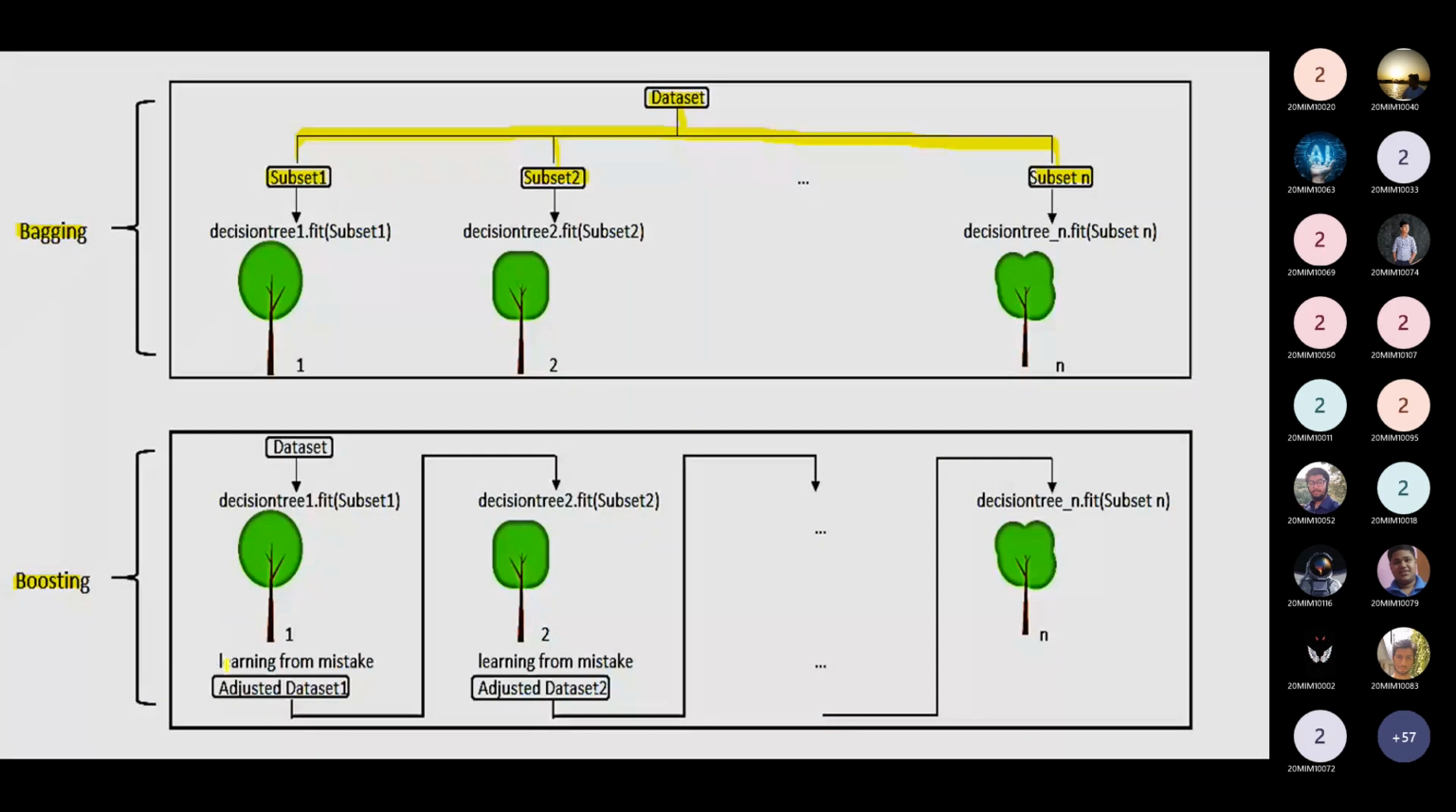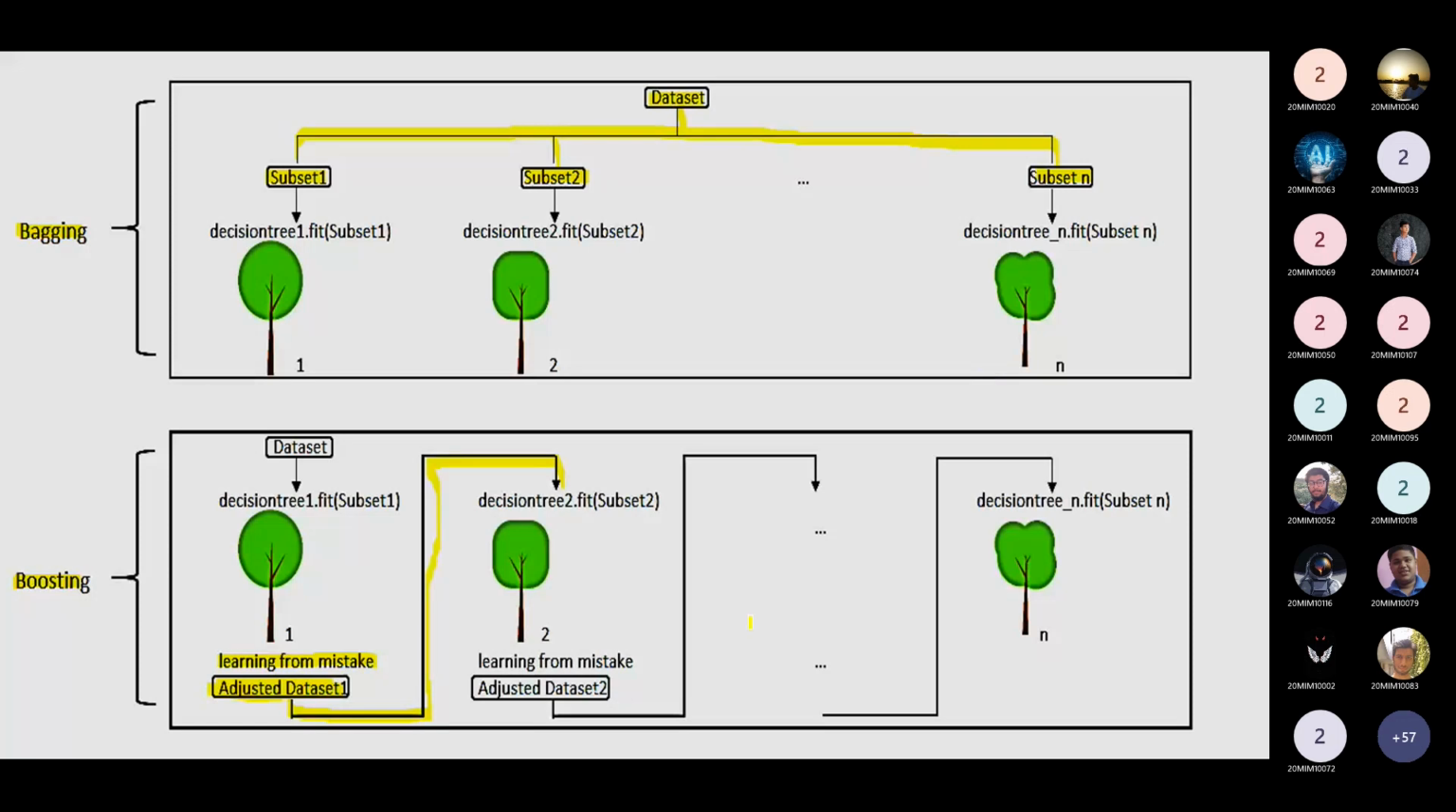Then if there is any error, learning from the mistakes, we have to troubleshoot such errors, or adjust our data set towards our output, and then pass the information to the next model, that is decision tree 2. This process will go on to the n number of trees. Look at these three different points, and observe here decision tree 1, 2, n.